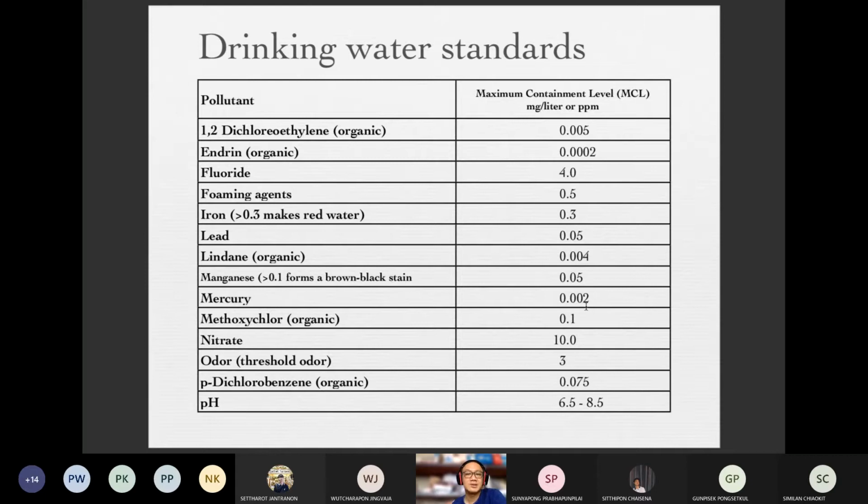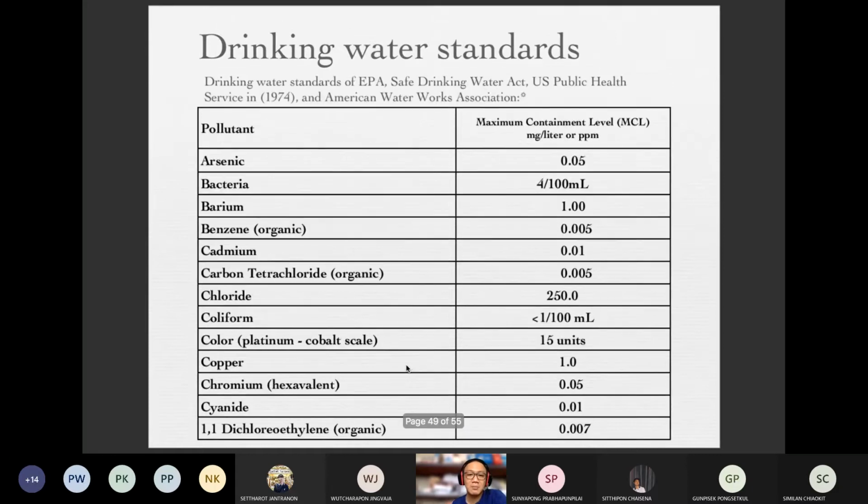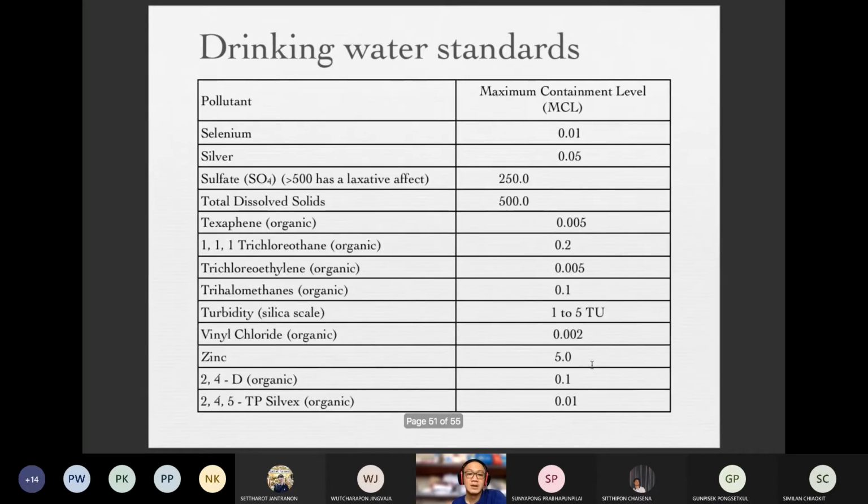Mercury 0.002, and then what else? Copper, which is one of the most well-known heavy metals. The maximum contaminant level is 1 milligram per liter. This is quite high as compared to other types of pollutants. So you can have a look here at the drinking water quality standard.